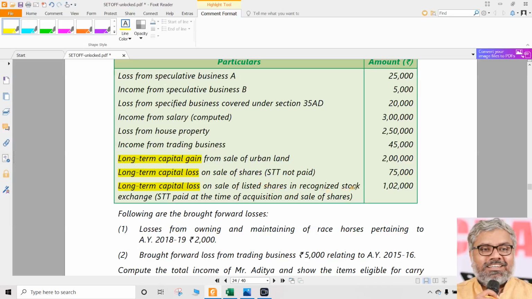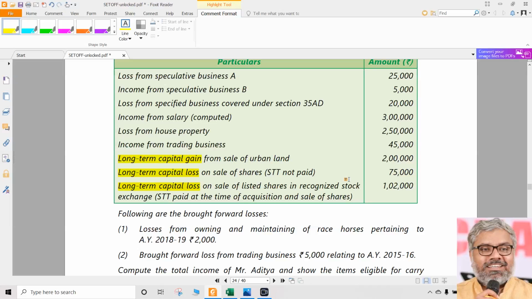Because if the same thing, instead of a loss, was positive, it would have been taxable. This last one, long-term capital gain, if at all it was a gain, just imagine, on the sale of listed shares on a recognized stock exchange, STT paid, all these things satisfied, then the same thing would have been taxable if it exceeds 1 lakh rupees. There is an exemption up to 1 lakh rupees for this type of income. So can we call this an exempted income? And can we say that because it is exempted income, when there is a loss from it, we cannot set off? Can we say all this?